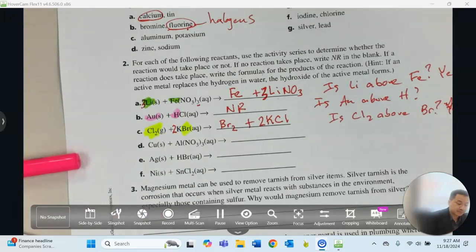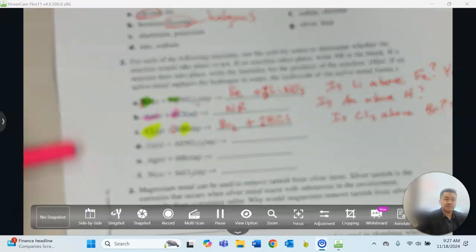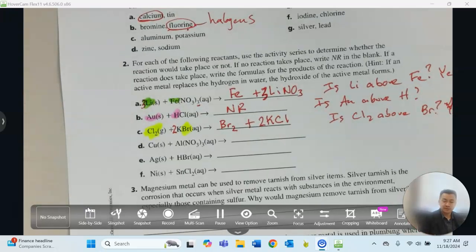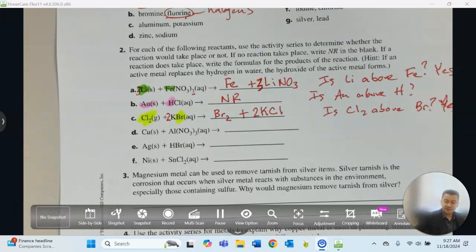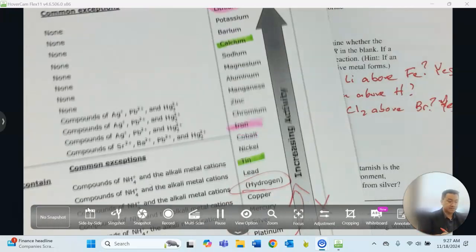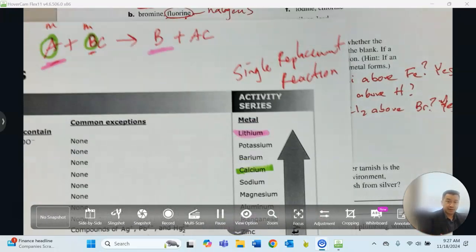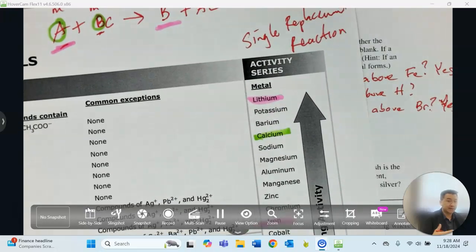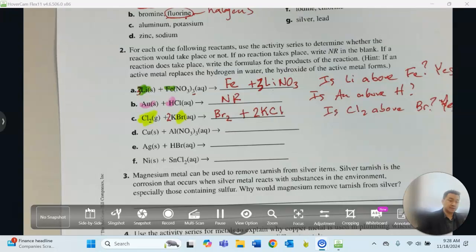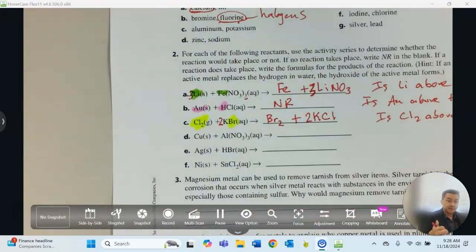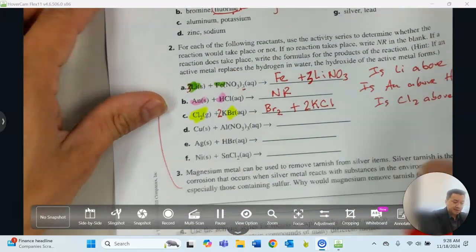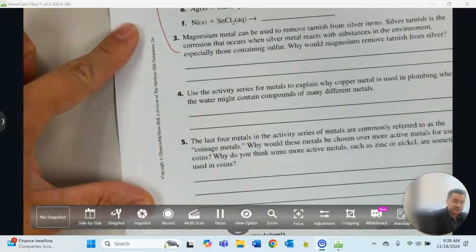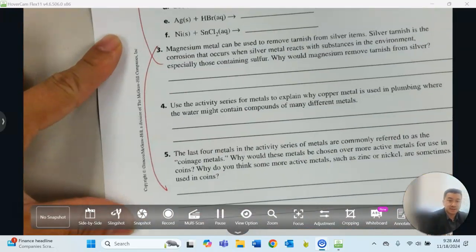So 2 of each. That's really the gist of single replacement. You use the activity series here to determine which one is more reactive. If it's more reactive, then it can replace. If it is less reactive, it cannot replace, and there is no reaction. So go ahead and finish these 3 questions, then think about the activity series, and you should be able to answer these questions conceptually.